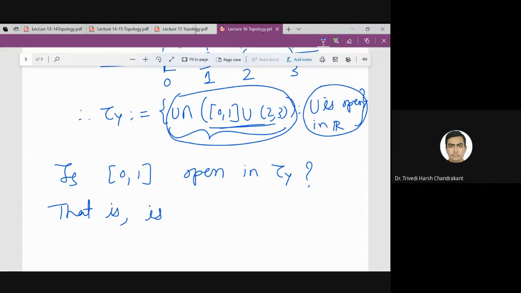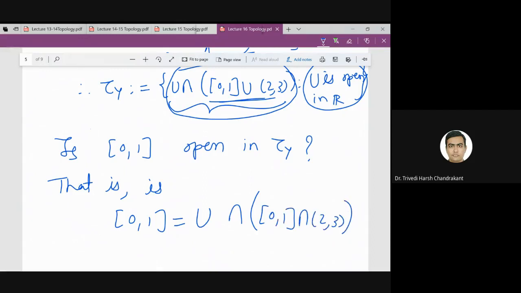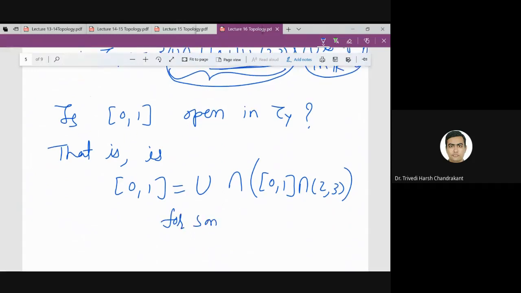So in other words, is closed interval 0 1 equal to U intersection Y for some open subset U of R? So can I find an open set U on the real line so that U intersection this set is exactly the closed interval 0 to 1?